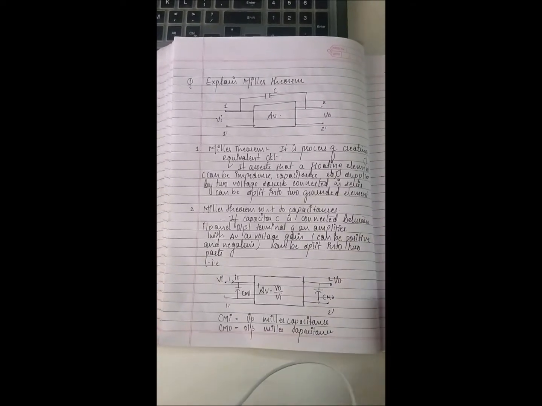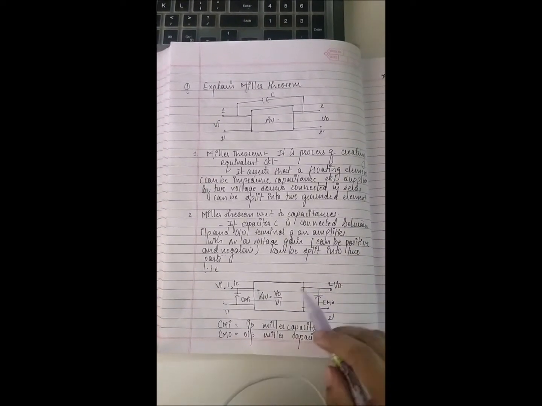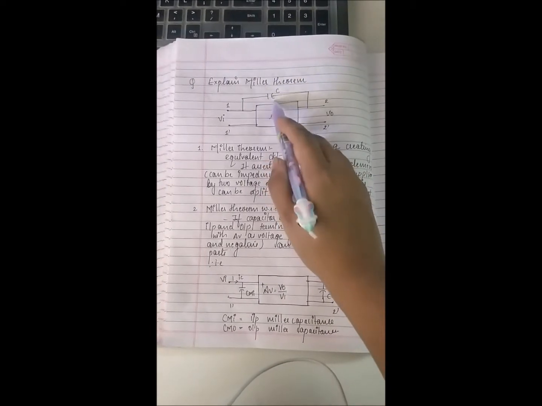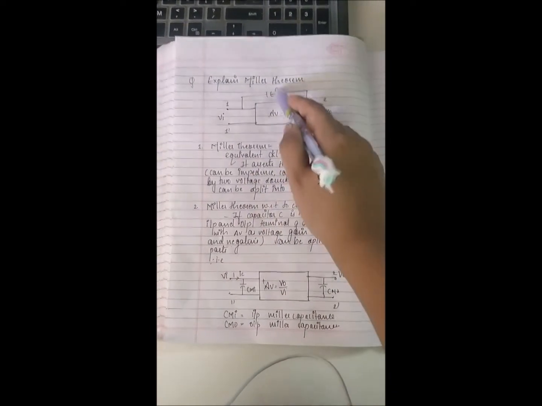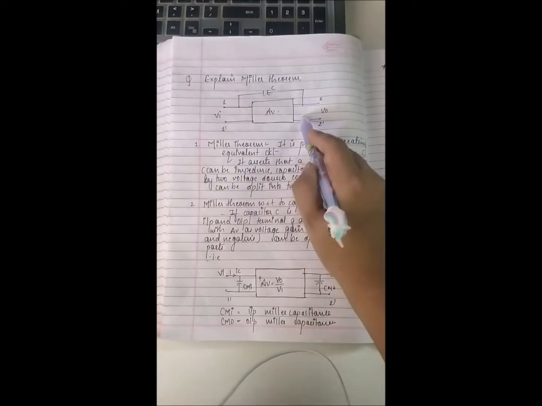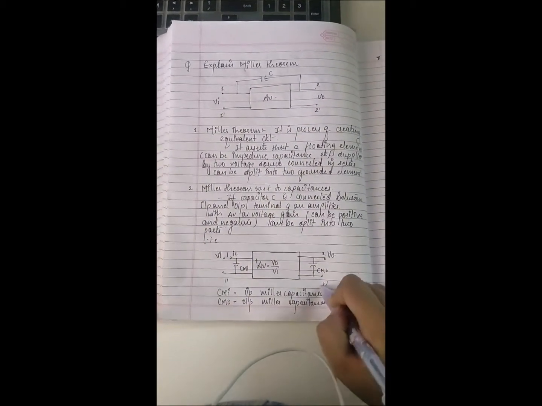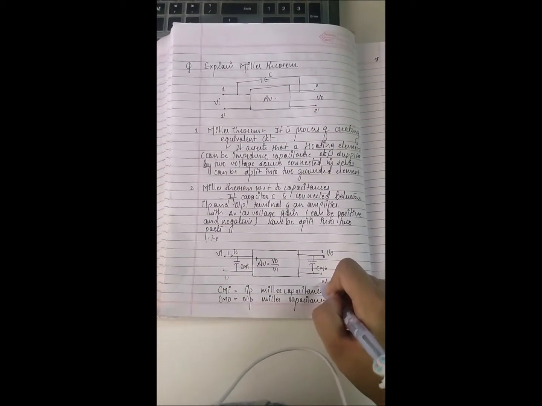Next part is Miller's theorem with respect to a capacitor. As you can see over here, the capacitor is shared between the input side and the output side. That capacitor can be split into two individual parts, that is CMI and CMO. So we'll talk about Miller's theorem with respect to capacitors.